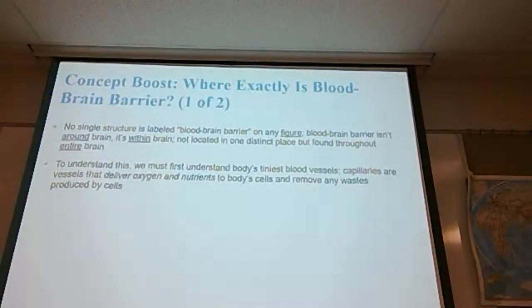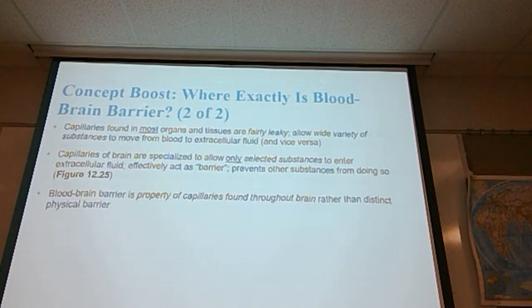Let me go one more. Capillaries found in most organs and tissues are fairly leaky, as I just said. This allows for a wide variety of substances to move from the blood to the extracellular fluid and vice versa. Capillaries in the brain, however, are specialized to allow only selected substances to enter the extracellular fluid. And so it effectively acts as a barrier, preventing other substances from entering or exiting. The blood-brain barrier is a property of capillaries found throughout the brain rather than a distinct feature.